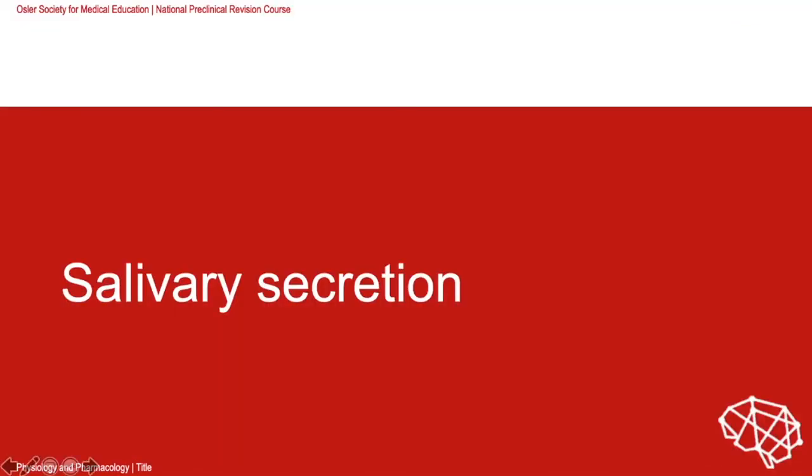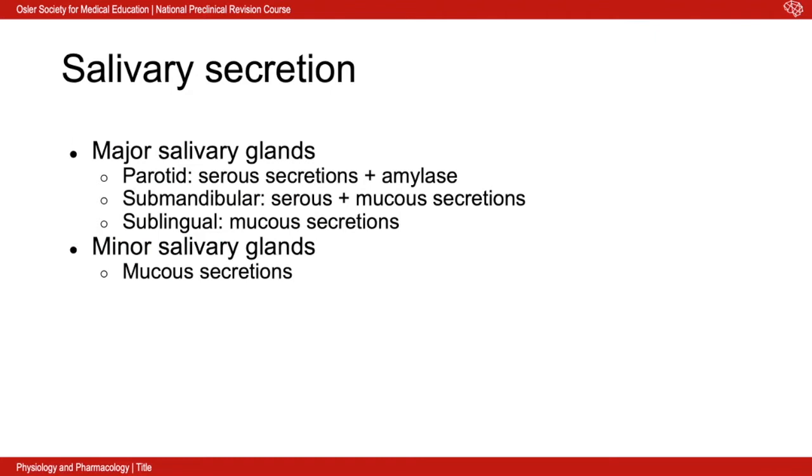Moving on to salivary secretion. Your syllabus wants you to know about major salivary glands and minor salivary glands. There are three major salivary glands that you need to know about. The first is the parotid gland, the really big salivary gland in the cheek, and that produces serous secretions and amylase. Then you have the submandibular glands, under the mandible, and those produce both serous and mucus secretions. And finally, you have the sublingual glands, under the tongue, and those produce mucus secretions.